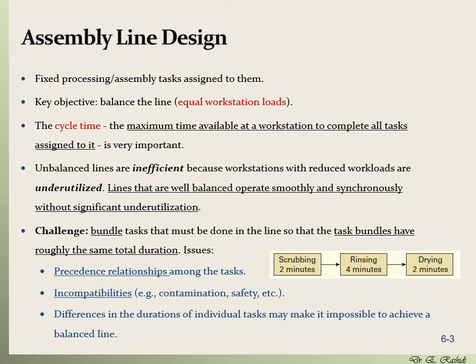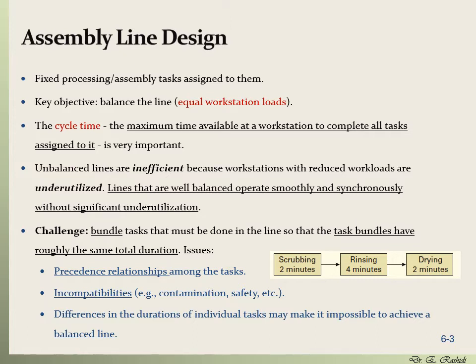That means that when you want to bundle tasks, there might be precedence relationships between these tasks that you have to consider. For example, you see here that scrubbing needs to be first, then rinsing, then drying. So this specific sequence must hold true. You cannot, for example, rinse first, then scrub, and then dry. So a specific sequence or precedence relationship must hold true. This is a condition imposed on bundling tasks.